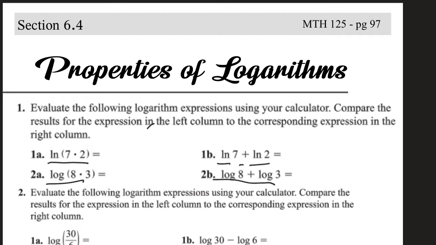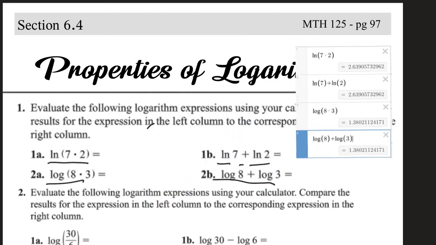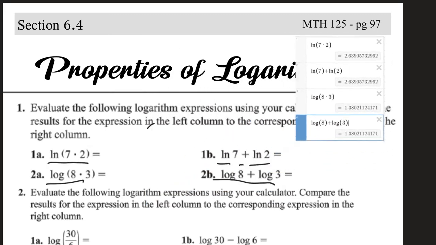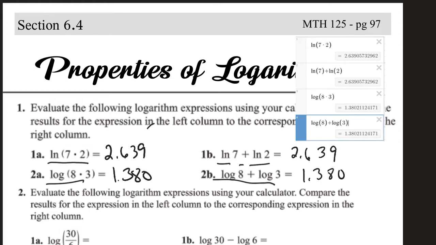Okay, so bringing in what I have from my calculator. Natural log of 7 times 2, the result from that was 2.639 if I round it to 3 places. The regular log of 8 times 3 is 1.380. If you look at natural log of 7 plus the natural log of 2, I get 2.639, and the regular log of 8 plus log of 3 is 1.380.